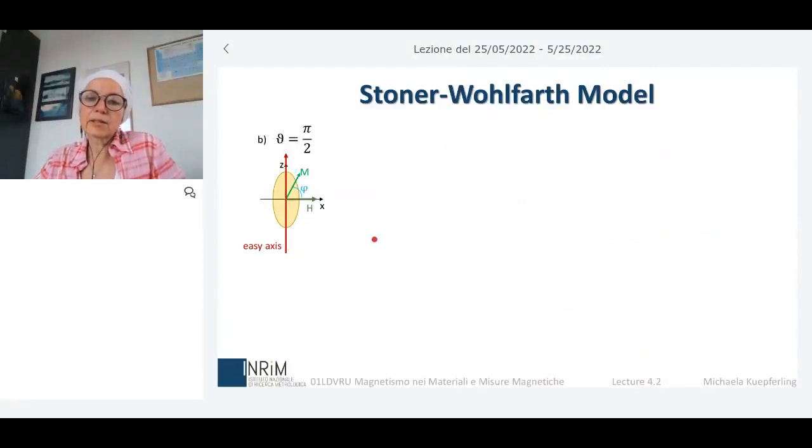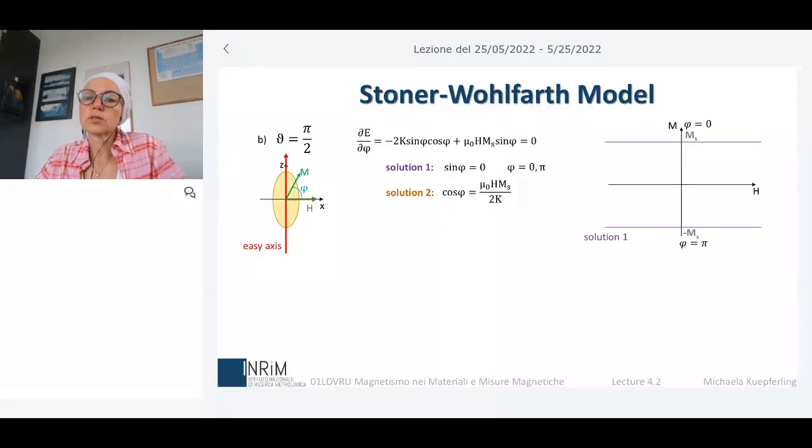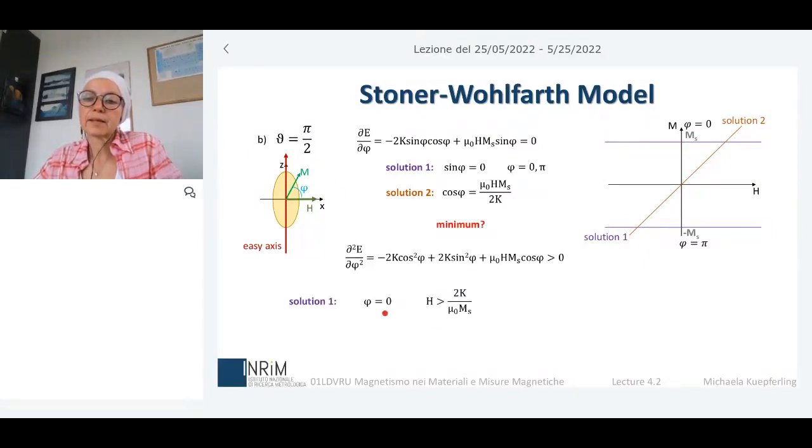Let's take the second case, where we apply the magnetic field perpendicular to the easy axis. Again, we do the same calculation. Let's move through quite quickly and look immediately at the solutions. We have again solution 1 along minus MS and plus MS, and solution 2, which now has a positive slope. So which are stable solutions? Solution 1 for phi equal to 0 is stable if H is larger than this value HC.